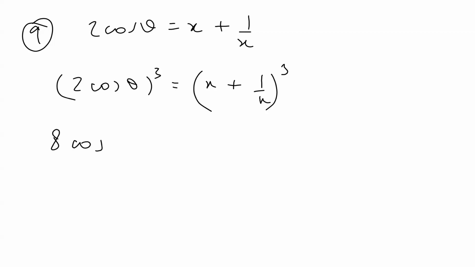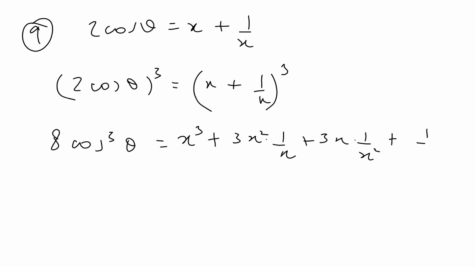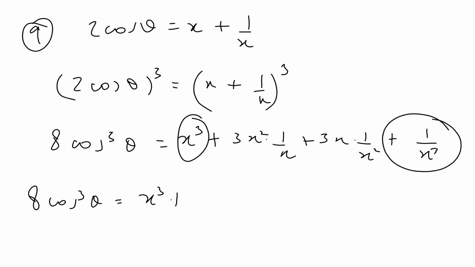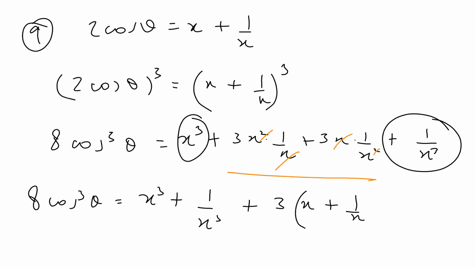So this is 8 cos cube theta. A plus b the whole cube: a cube, 3a square b, 3ab square plus b cube. Okay. So 8 cos cube theta. I'll group the first and the last term, x cube plus 1 upon x cube. In the middle term, there are some cancellations. So in the middle term, I'll just take 3 common, and this is going to be x plus 1 upon x.